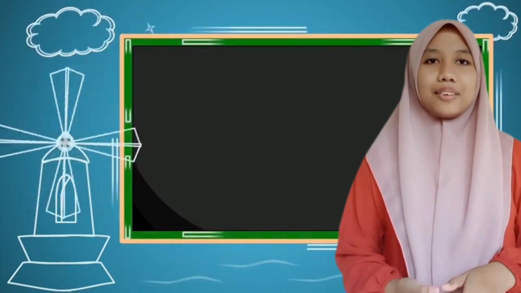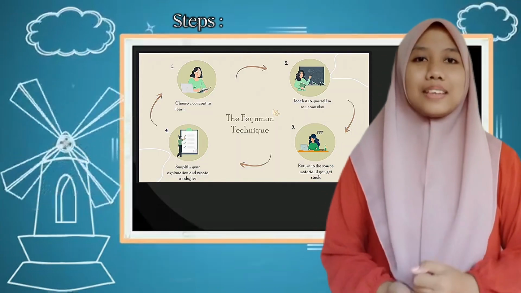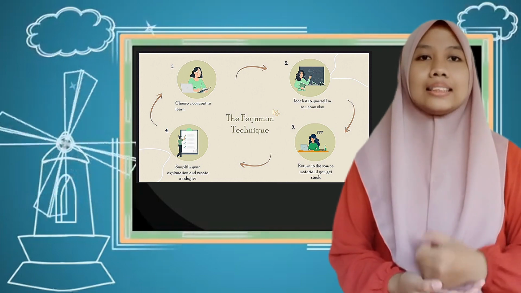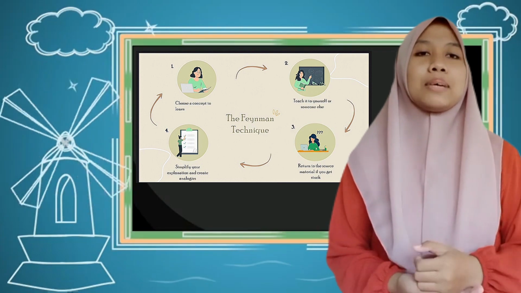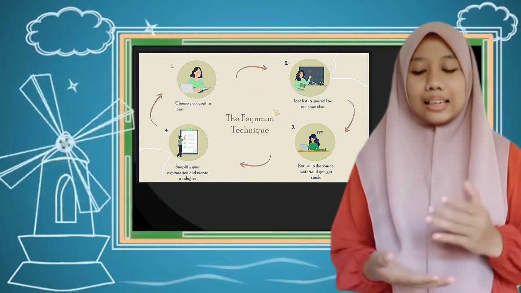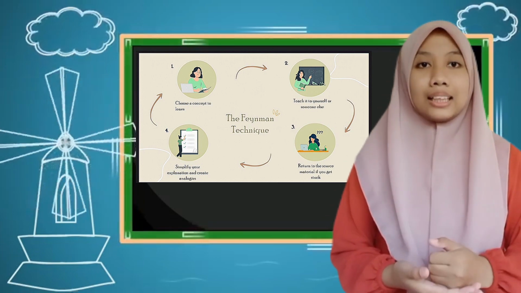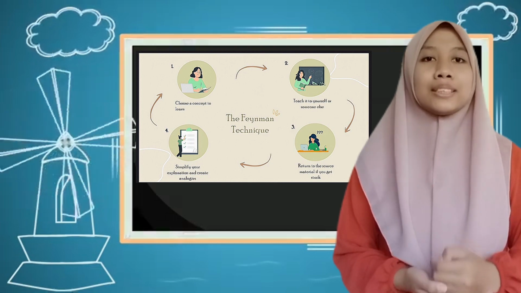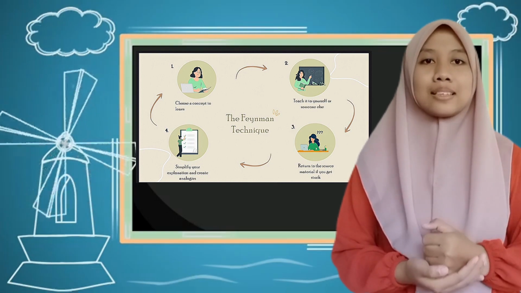In this technique, we have 4 steps. The first is choose a concept to learn. The second is teach it to yourself or someone else. The third is return to the source material if you get stuck. And the last is simplify your explanation and create analogies.